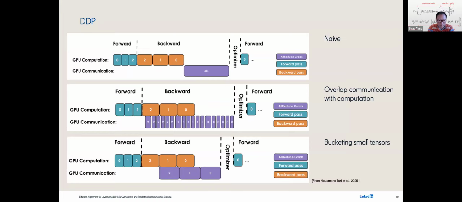So we see the last row is basically immediately after the second layer of the gradient is computed, it will get communicated, like all reduced, while the computation for the first layer of gradient is still happening. So this overlaps, and also reduces the overhead for the communication.